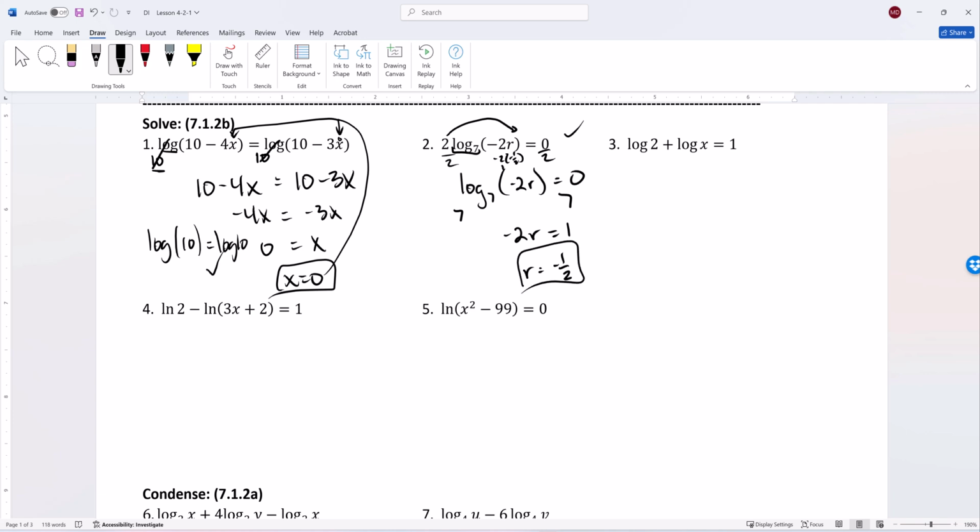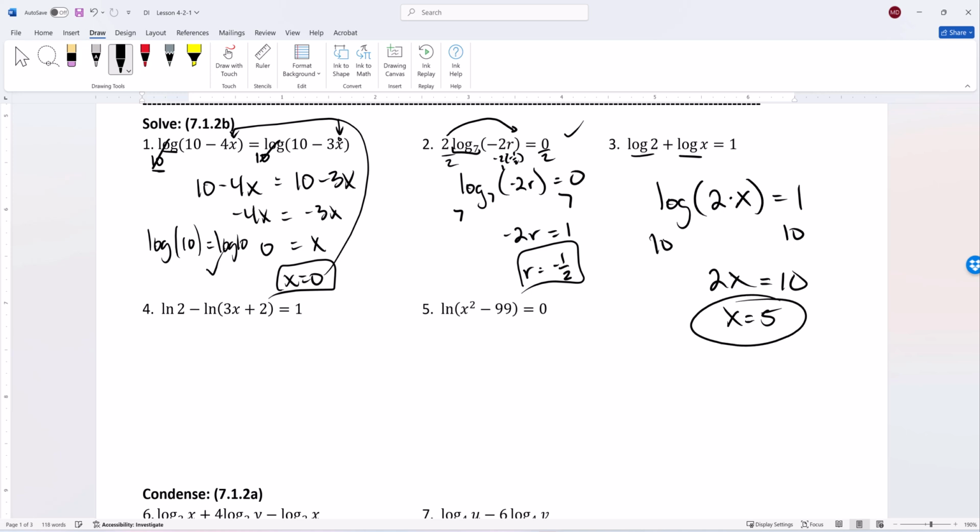For number 3, I have to condense the log. So I have to combine these logs. So there's 2 factors. And then I can do my inverse base. This is 10 to the first power. Divide both sides by 2, and you get 5.